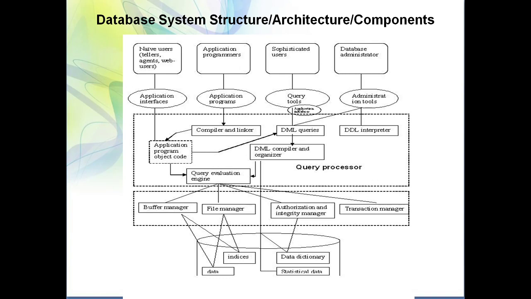Then statistical data. Again, it gives you information about how many rows are present in the table, how many attributes are there, and what data types are there. So all this information will be stored in the statistical data.